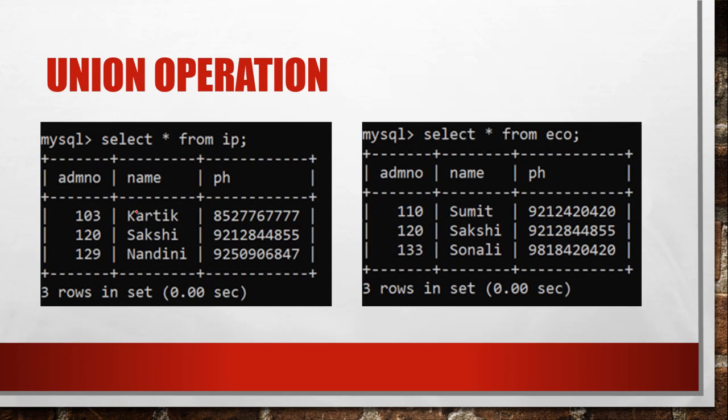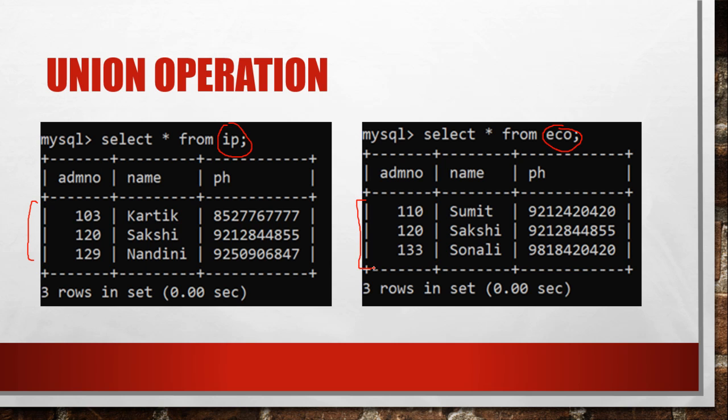We have discussed one operation, the Cartesian product. Now we are discussing the next operation, the union operation. Suppose we have 2 tables. The first table is named IP and another table is named eco. Suppose there is an institute in which IP and eco classes are going on. In IP we have these three students, and in eco also there are 3 students.